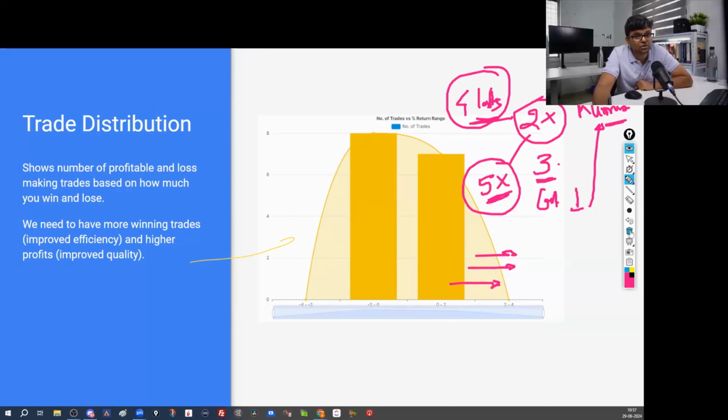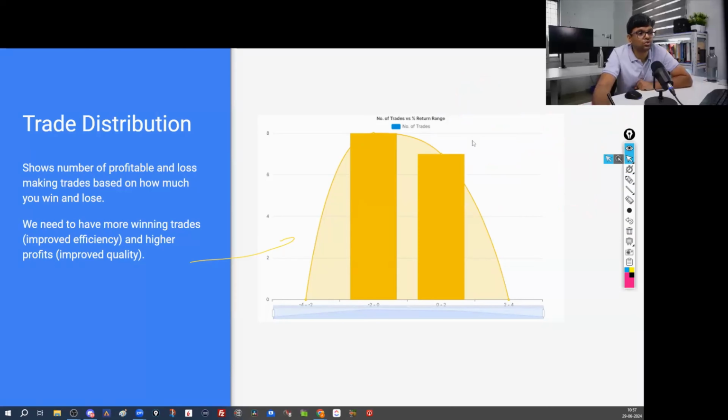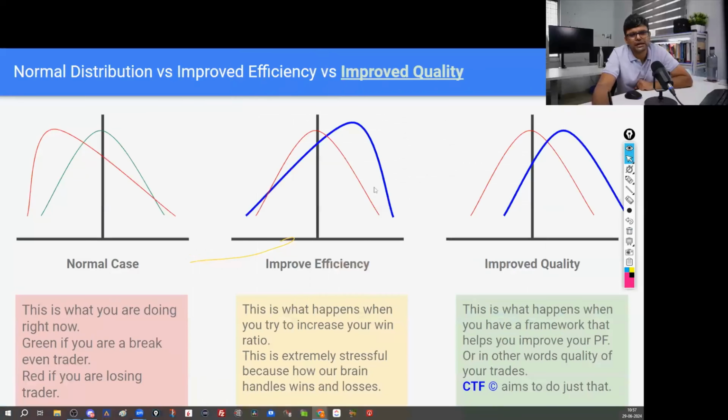But how does it look? Okay, what exactly do you want to do? When I say you should not focus too much on improving your efficiency, but focus on improving quality, what if you improve efficiency? How does it look? And if you improve quality, how does it look? All right, so let us take a look at that. I've made 3 graphs for you.